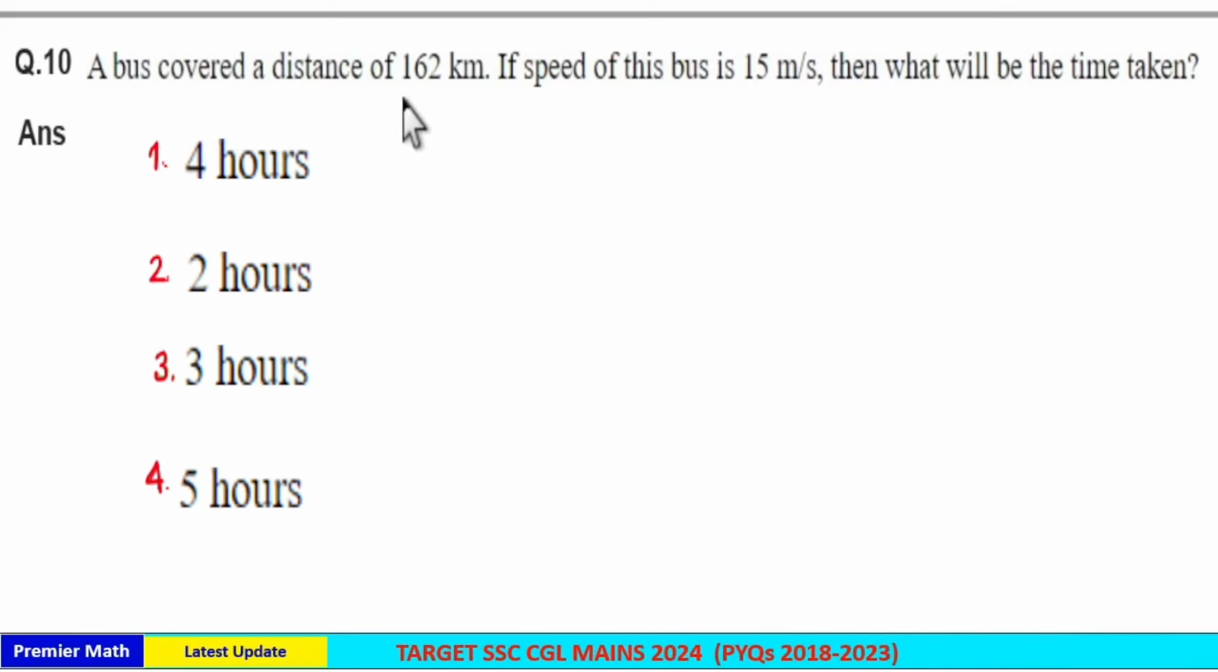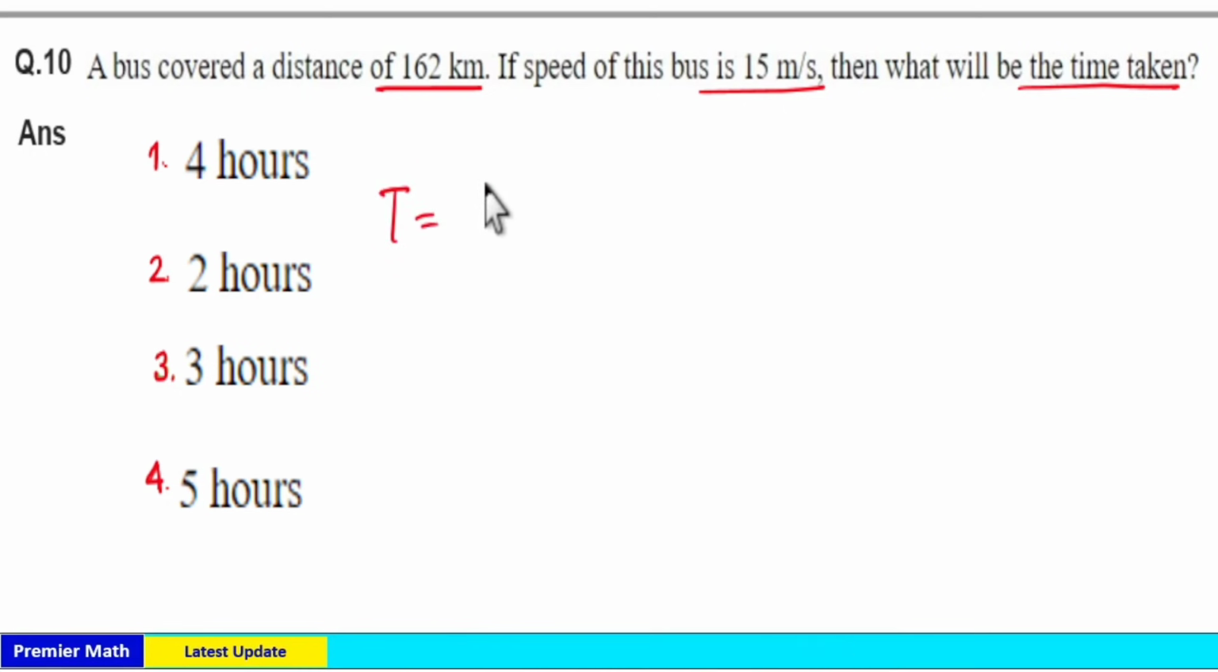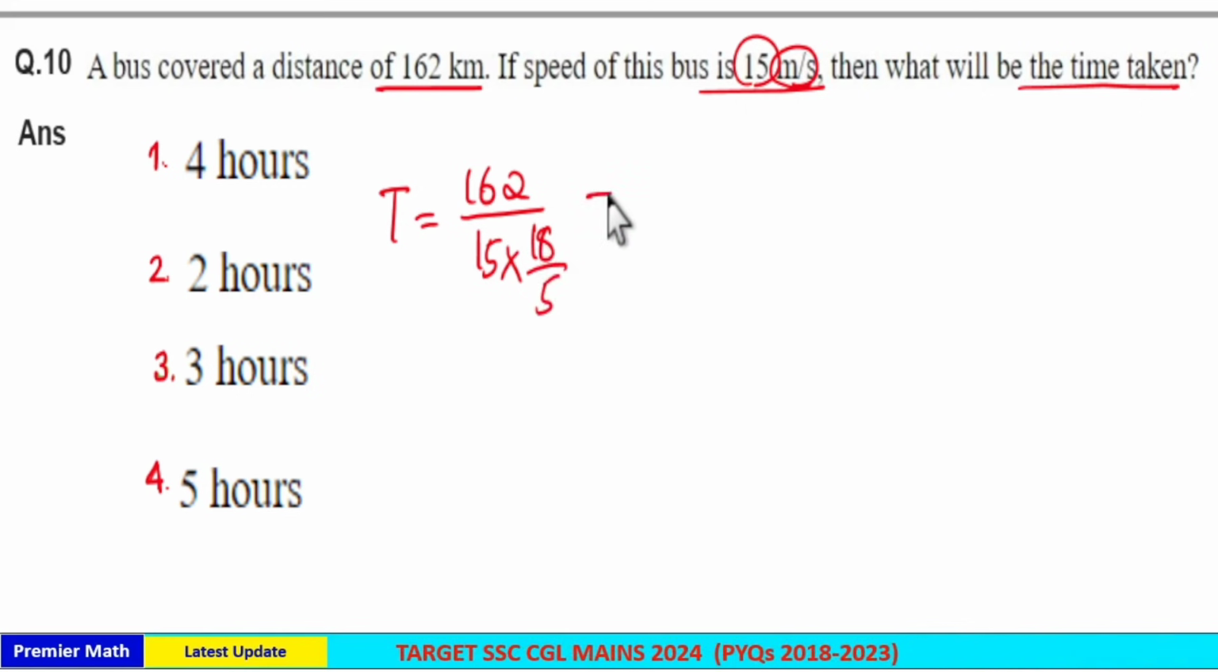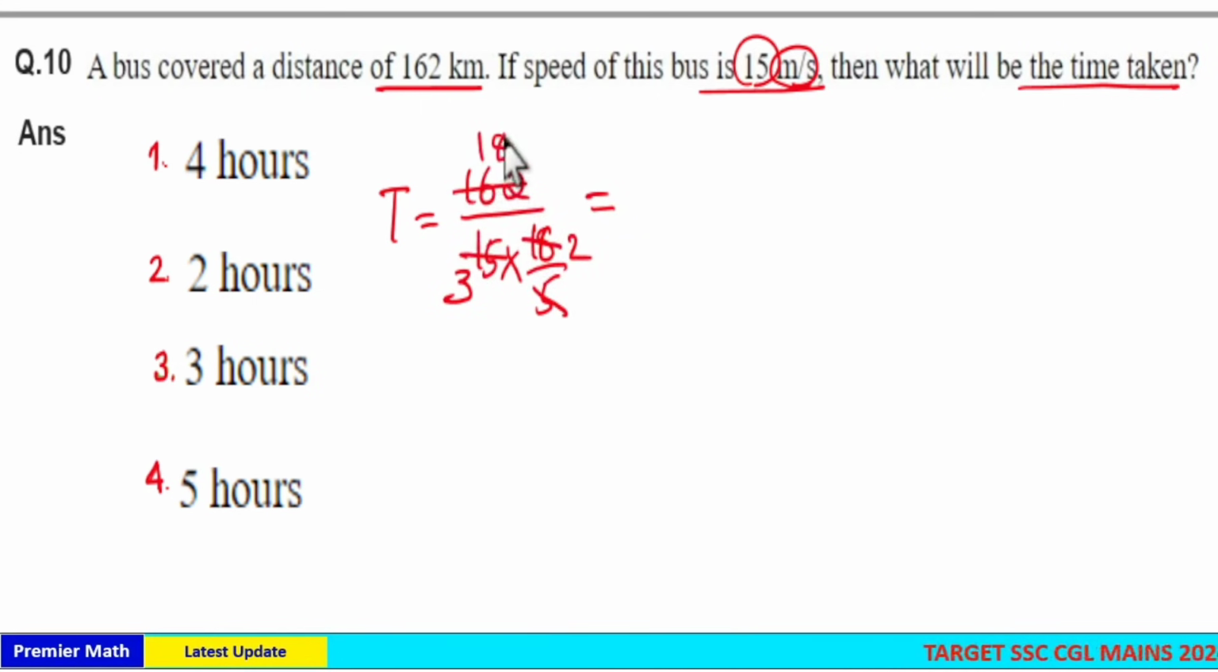A bus covered a distance of 162 km. The speed of the bus is 15 meter per second. Then what will be the time taken? Here time is equal to distance by speed. Distance is 162 km and speed is 15 meter per second. So to convert smaller to bigger, use the bigger ratio, that is 18 by 5. To convert meter per second to kilometer per hour, use the 18 by 5 ratio. So this will become 5 goes 3 times in 15 and 9 goes 2 times in 18, 9 goes 1 time in 16, 8 times in 72.